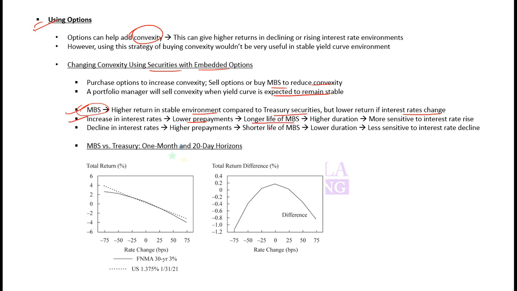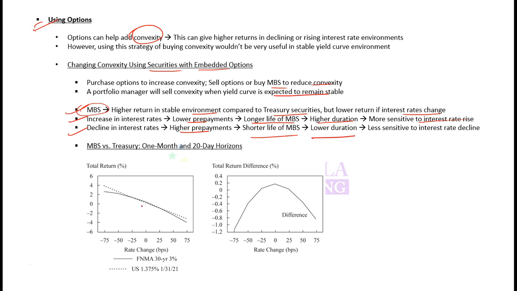That means life for MBS is higher, and if life is longer, that means duration is higher, and if duration is higher, that means it is more sensitive to interest rate rise. So if interest rate is rising, it is more sensitive to interest rate rise. That means your loss will be higher. Decline in interest rate, higher prepayments. Higher prepayments result in shorter life of MBS. Shorter life of MBS results in lower duration, and lower duration means less sensitive to interest rate decline.